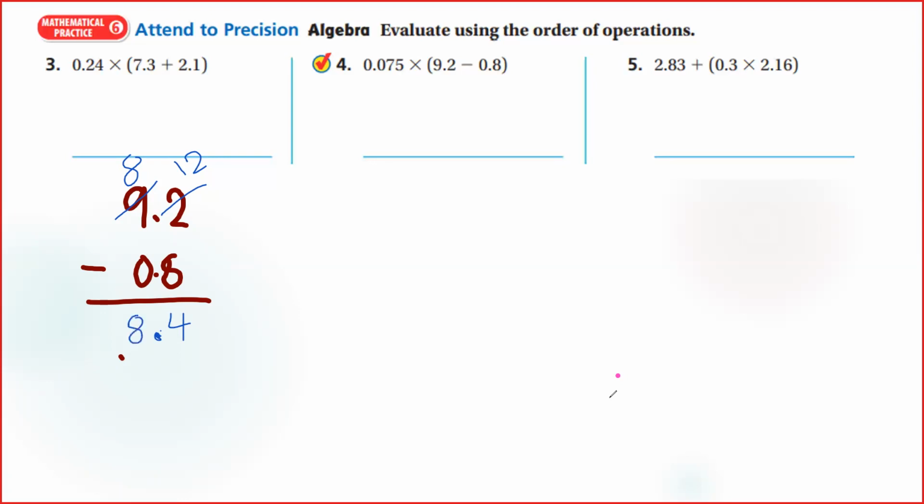And then 8 minus 0 is 8. Okay, so the answer here is 8.4. Then this number, we're going to multiply it now by 0.075. Okay, so we're going to multiply 0.075 by 8.4. So now you just write 75 times 8.4.